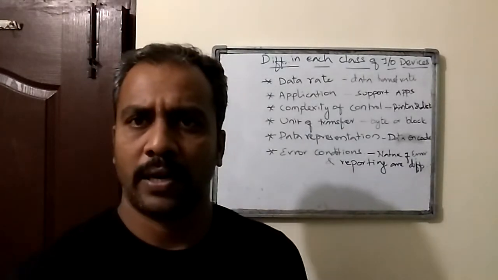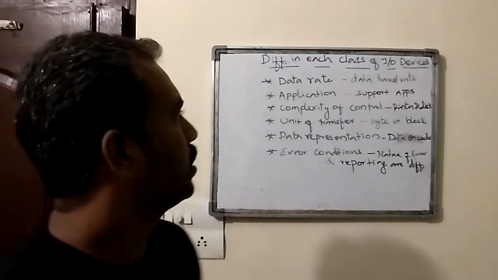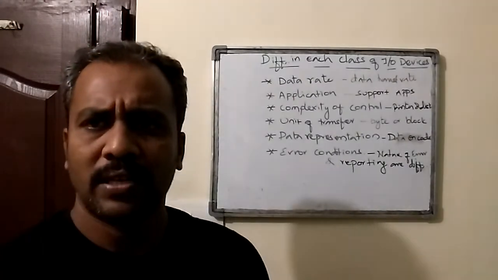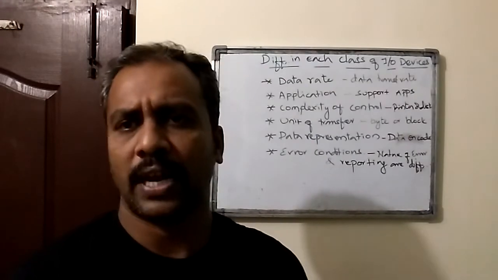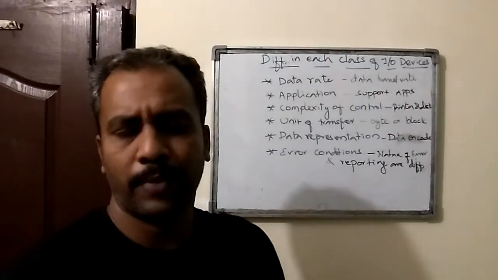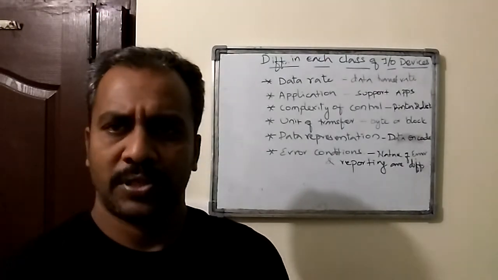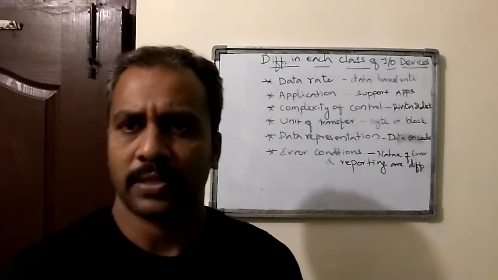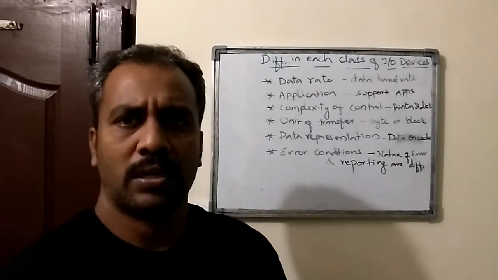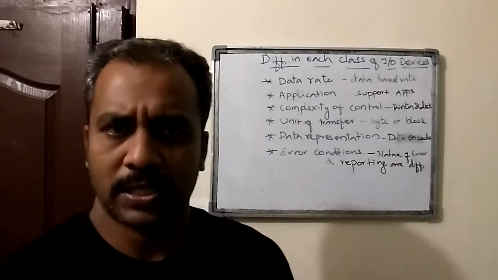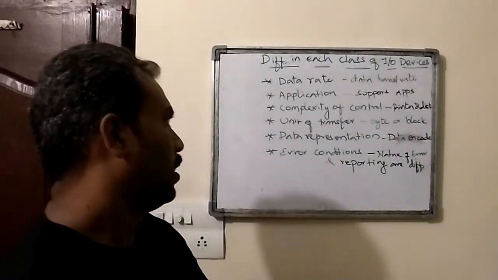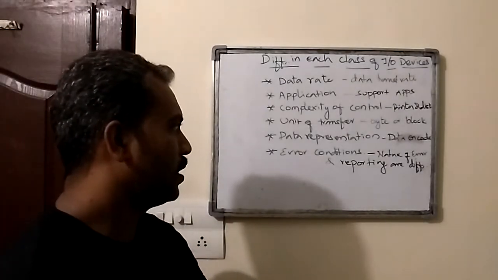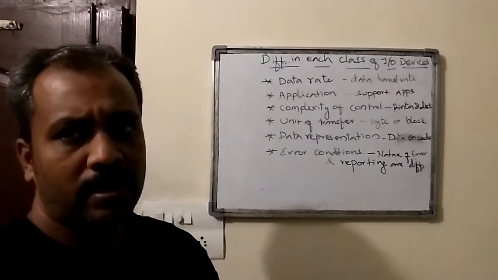So next is the difference in each class of IO devices. You can find that there are differences in different classes of IO devices. The categories which we have made are human readable, machine readable, and communication IO devices. Each is different in different aspects. The aspects which work differently are listed here: data rate, application, complexity of control, unit of transfer, data representation, and error conditions.